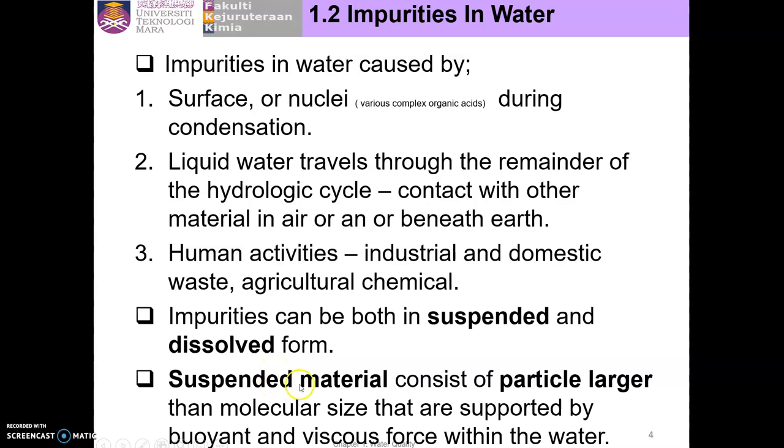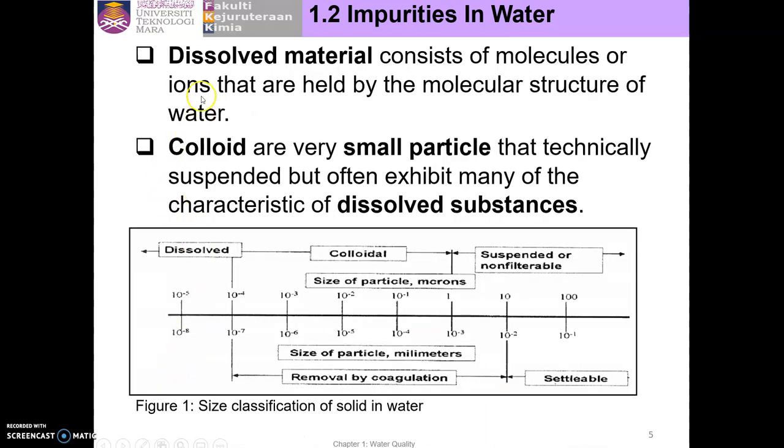Okay, so what is suspended material? Okay, so suspended material consists of particle larger than molecular size that are supported by buoyant and viscous force within the water. Where dissolved material consists of molecules or ions that are held by the molecular structure of water. Okay, and then the other one is a colloid. Colloid are very small particle that are technically suspended, okay, but often exhibit many of the characteristic of dissolved substances.